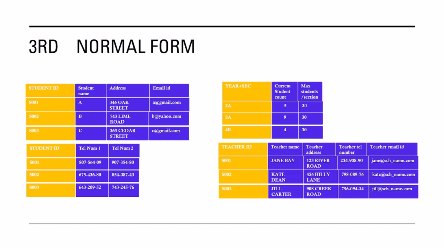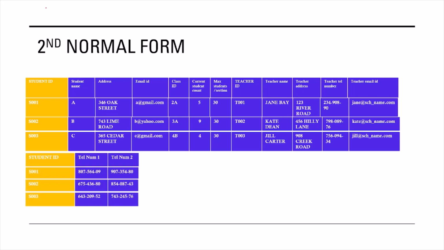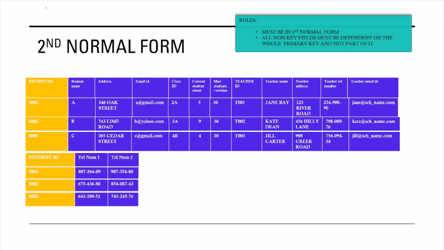Let's look at an example now where the primary key is a composite key, or a combination of two fields. And I'm going directly to the second normal form because the data is similar. So we have the student table, we have the telephone number table, and these are the rules for the second normal form. The data, remember, must be in first normal form, and all non-key fields must be dependent on the whole primary key and not part of it.